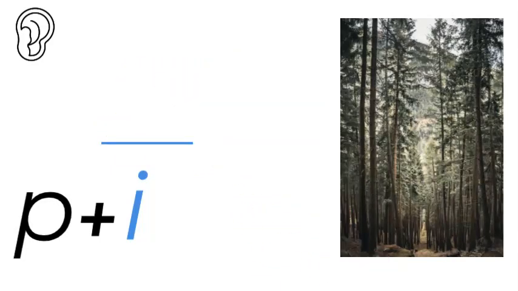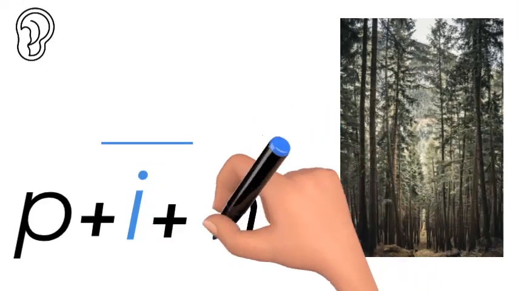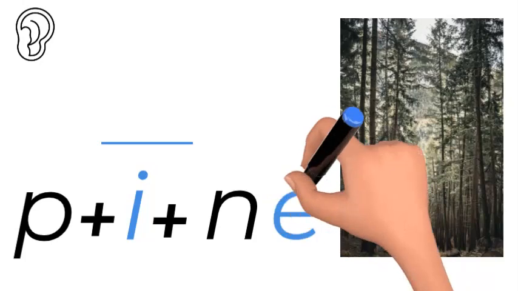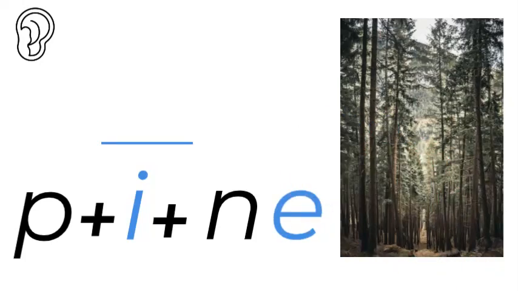One of the ways of writing an I is to add something magic to the end. So change it from an I into an I. So let's have a look. We can hear there's an N, but if we leave it like that, that says pin. Now, how do we change the I into an I? We put the magic E. Now we've got P-I-N-E, pine.